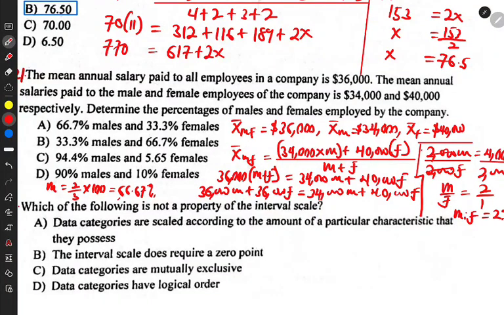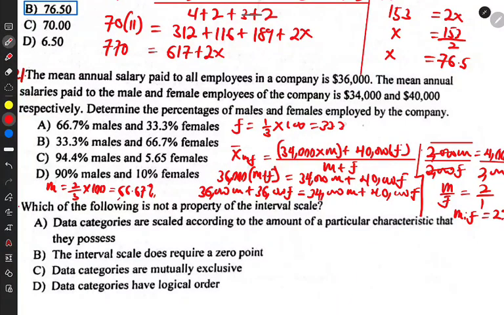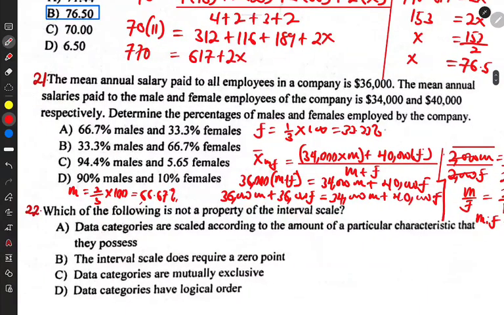And that of the females, you do the same thing. So females F is equal to 1 over 3 multiplying 100, and we're supposed to get 33.33%. So in summary, the percentage of males and females employed by the company is 66.67 and 33.3. But here we're given in just one decimal place. So that means we can go for option A. So option A will be the right answer to this particular question. So let's take note of that.